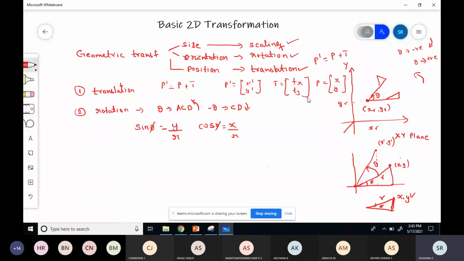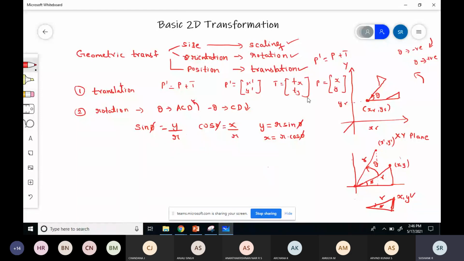Now we want to find the rotation theta. So now we can apply this. We know, by cross multiplication, that y is equal to r sine phi, and x is equal to r cos phi. Now from this figure we know that r is the constant distance. This distance will be constant along this point. From 0 to x it will be r, and from 0 to x dash also it will be r.